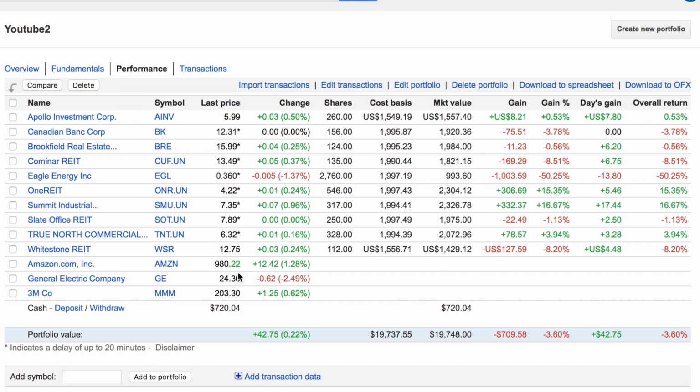Let's jump down to the bottom, and you can see I've got a couple of stocks here, Amazon, General Electric, and 3M, and I don't actually have any transaction data in here. They're just on my portfolio list, but because there's no transactional data, none of the other information is filled out. Really what it's showing us is the current price and how much it's gone up today, or in General Electric's case, how much it's gone down.